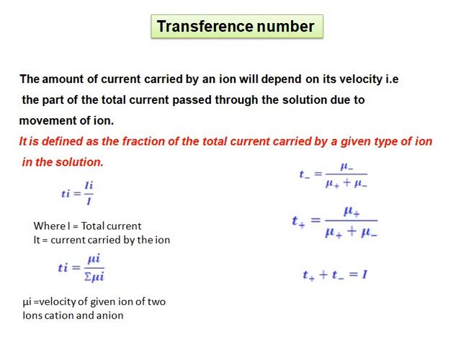The amount of current carried by an ion will depend on its velocity, and therefore on the part of the total current passed through the solution due to the movement of ions. The transference number is defined as the fraction of the total current carried by the given type of ion in the solution. This transference number is Ti equal to Ii upon I, where Ii is the current carried by the ith ion and I is the total current. These parts we have seen in the last slides.